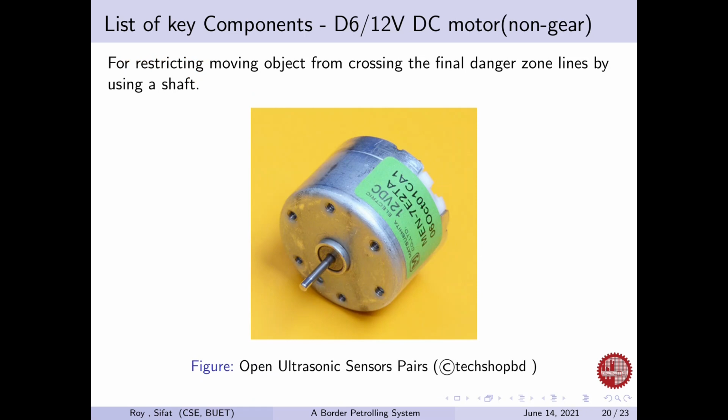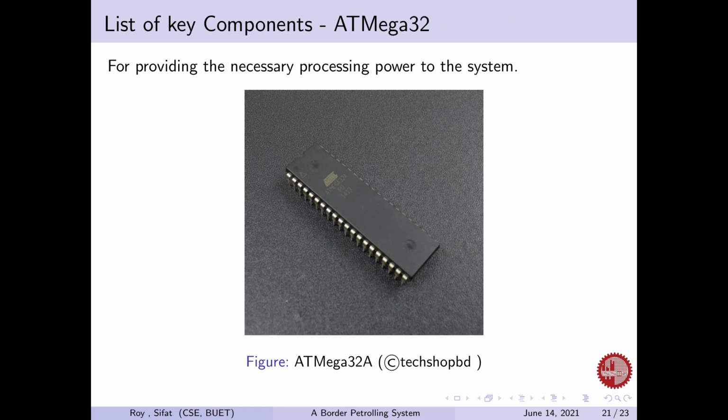Here we will be using 12-volt DC motors for restricting the moving object from crossing the final danger line using a shaft. And finally, the ATmega32 microcontroller unit will be used for providing the necessary processing power to the system.